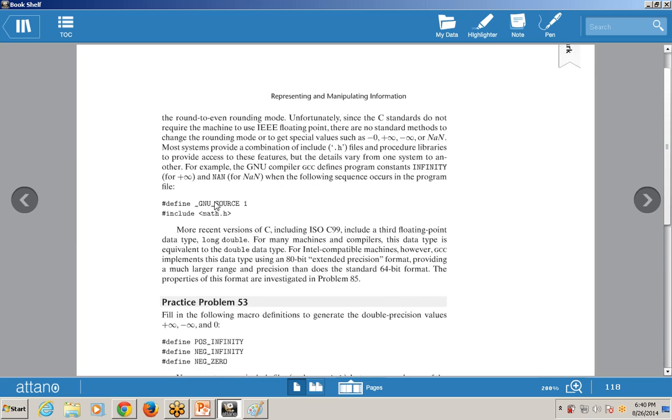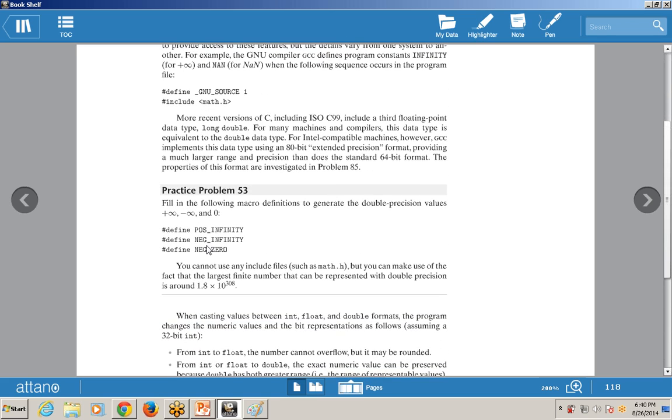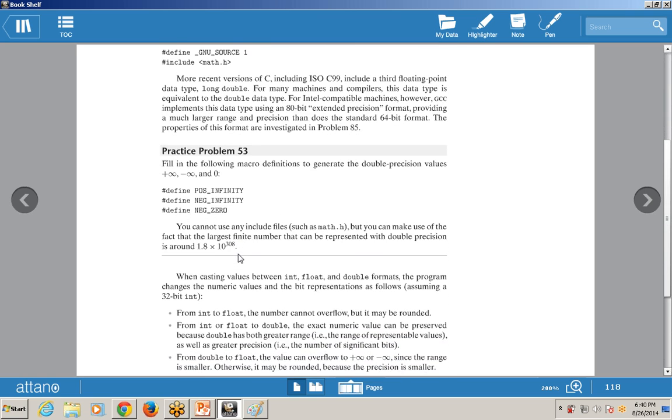This is the syntax. This is hash define GNU source 1. This is hash include math.h. This is the header file, and this is the keyword or macro or syntax which I am using in define terms. This is the example practice question. Hash define positive infinity, negative infinity, and negative 0.